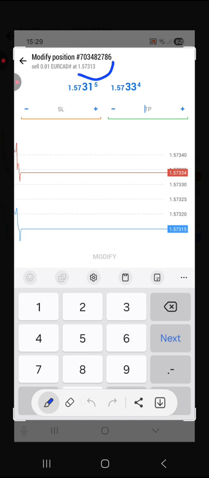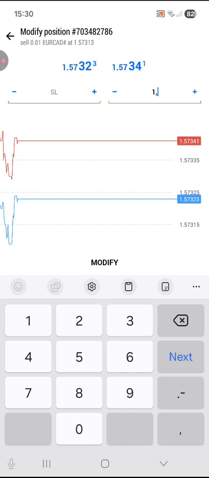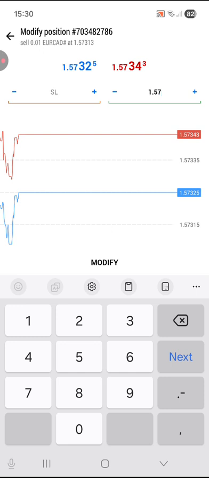We're in at 1.5731. This is a sell trade, so we're making money going down. So I'm going to set a 20 pip take profit from 3.1 going down. It's a sell trade, 1.57 from 3.1, 20 points down.